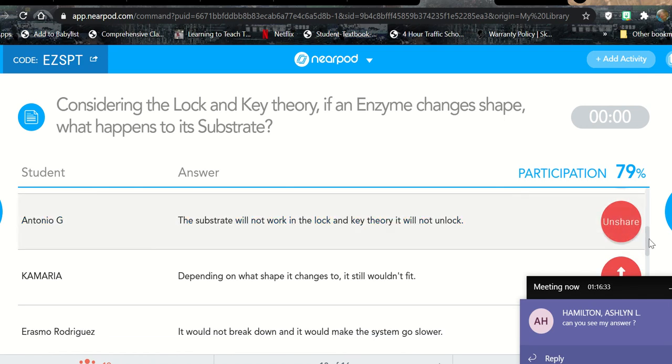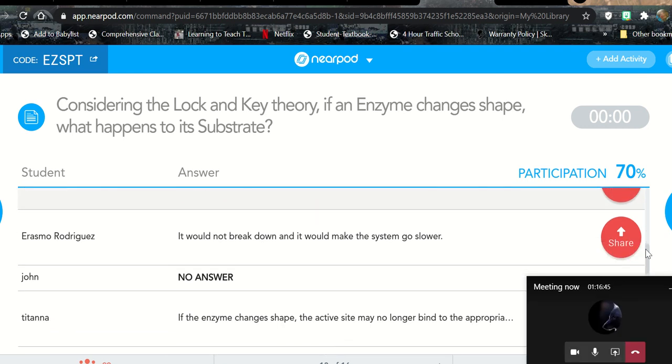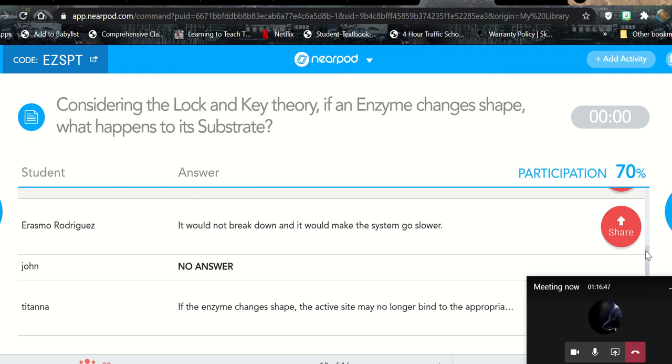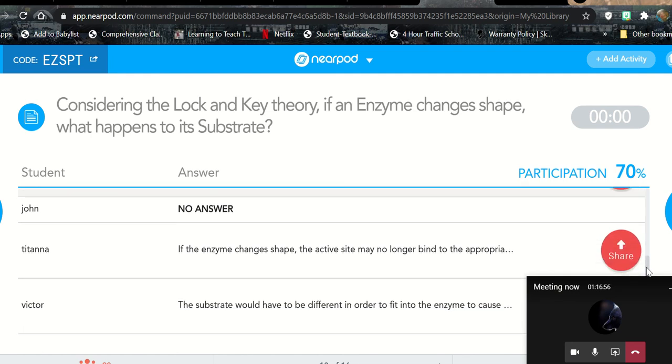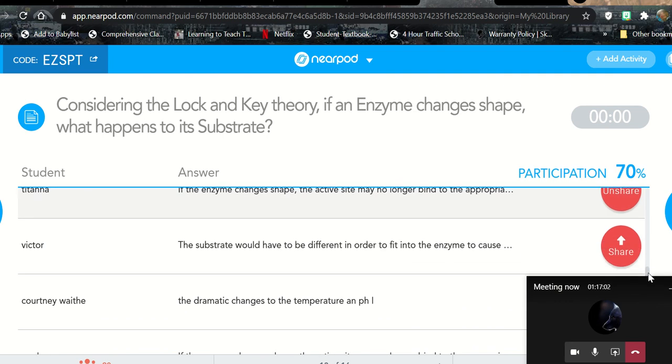Right. So if the enzyme changes its shape, then 9 times out of 10, the substrate will no longer be able to bind there. Exactly, Kamara, it wouldn't fit anymore, so therefore it probably wouldn't work. Right, so if the substrate cannot bind, then that chemical reaction can't happen. So yeah, it might go slower. Right, substrate won't bind correctly. Nice job, Tatiana.